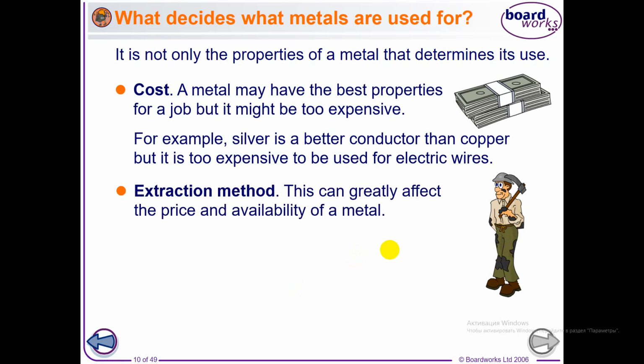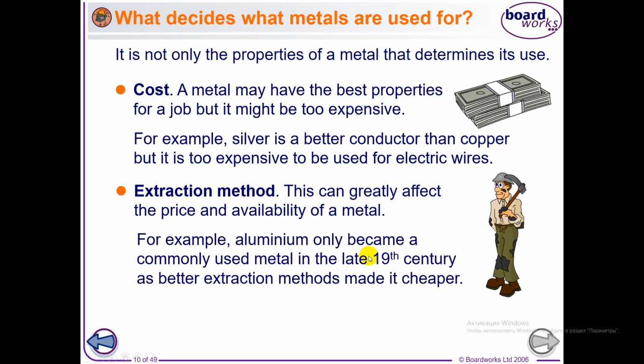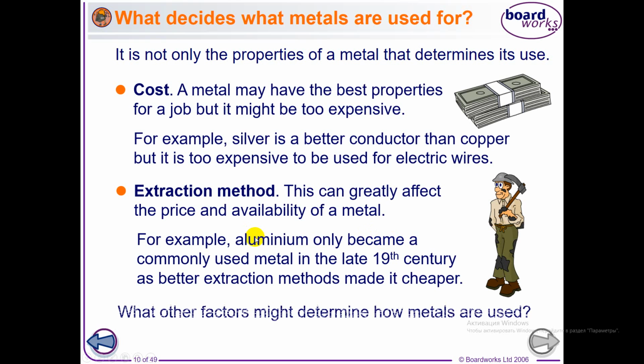Extraction method. This can greatly affect the price and availability of a metal. For example, aluminium only became a commonly used metal in the late 19th century, as better extraction methods made it cheaper. What other factors might determine how metals are used? Please answer this question.